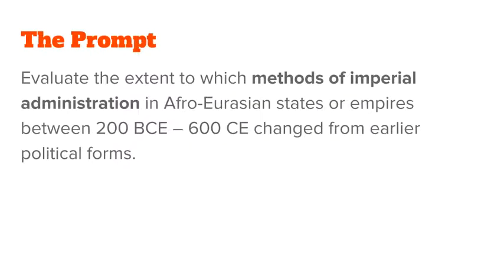So the prompt that we're going to be looking at samples for in this case is here on the screen. Evaluate the extent to which methods of imperial administration in Afro-Eurasian states or empires between 200 BCE and 600 CE changed from earlier political forms. Now, a couple of things about this prompt before we dive into looking at some examples.